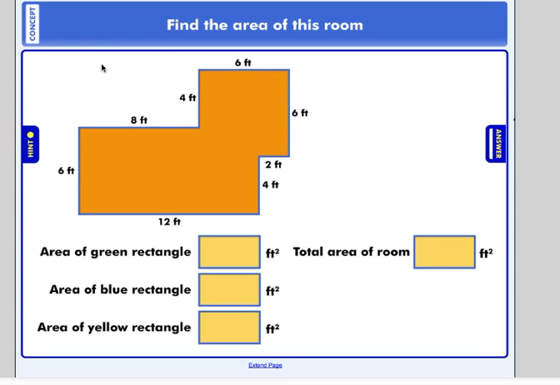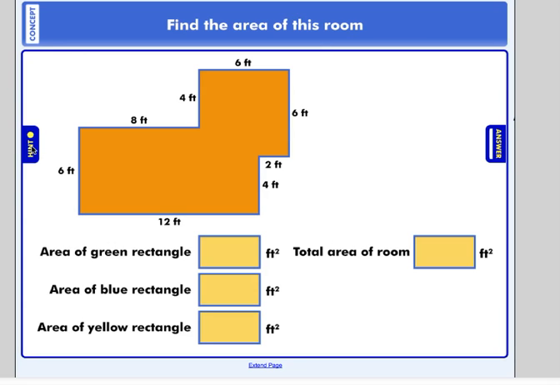Now, let's say you had this kind of a problem where you needed to find the area of this room. It's not a perfect rectangle by any means, but we're still going to be using the formula for areas of a rectangle in order to solve this problem. What you have to do in this kind of a situation is break it up into pieces so that you can find the area of each section and then add them all together.